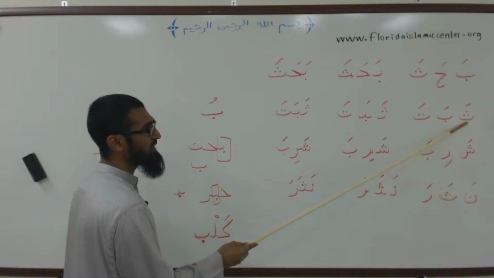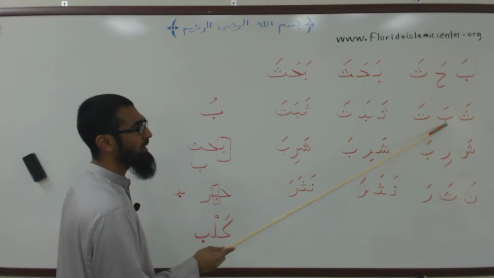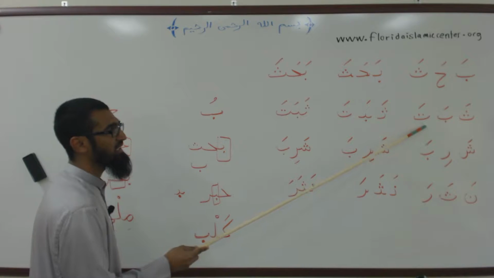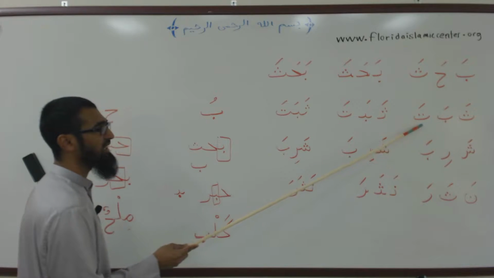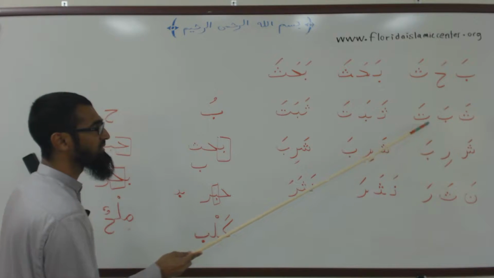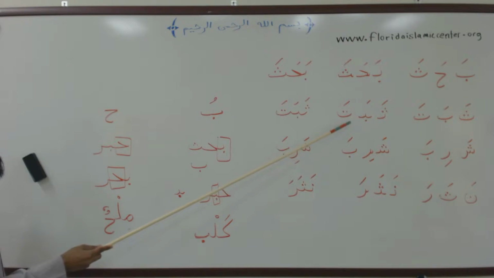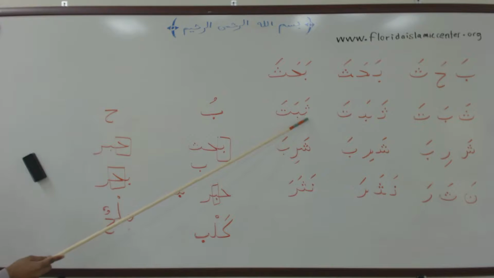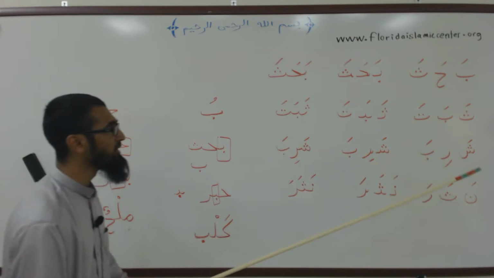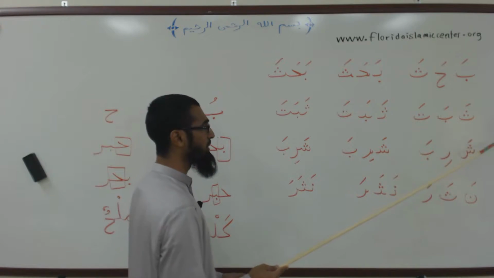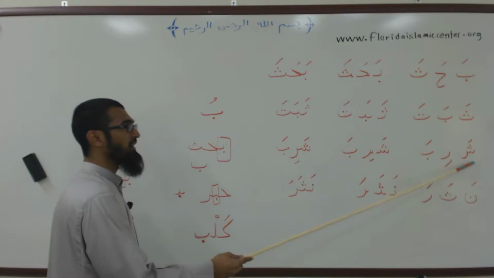What about this one? What's the first letter? Tha, ba, ta. Thabata. And thabata means to be established, to be firm, something that is thabit. Next.